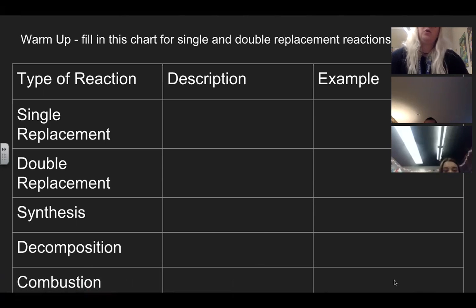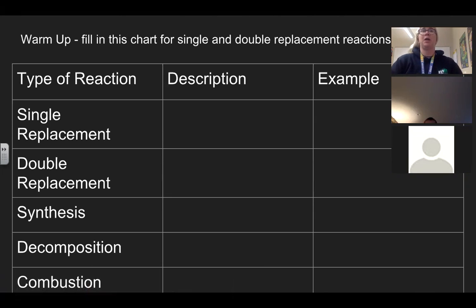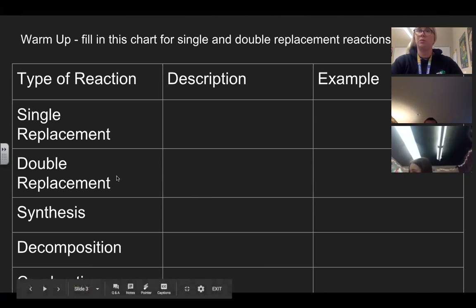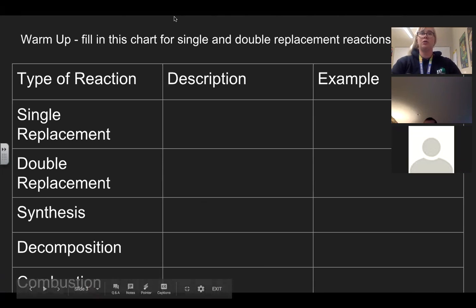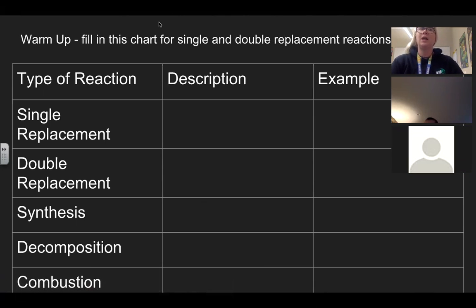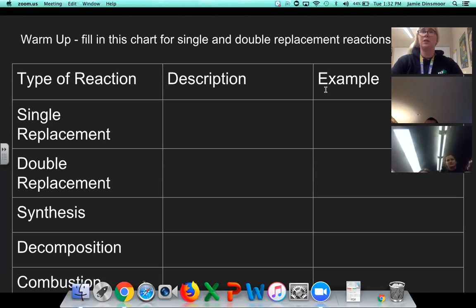And this is going to help you stay organized and be able to reference back to your notes quickly to see which type of reaction is happening. So we've already talked about single and double replacement reactions. So what I want you to do is set the chart up and then fill in the description and the examples for single and double replacement reactions. I'm going to give you about 5 minutes to do this, and then we will go over it and start talking about synthesis and decomposition reactions, which are a little more complex than single and double reactions.